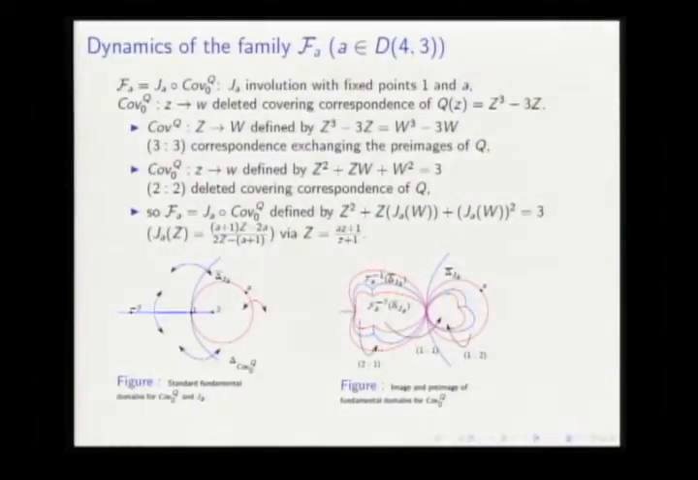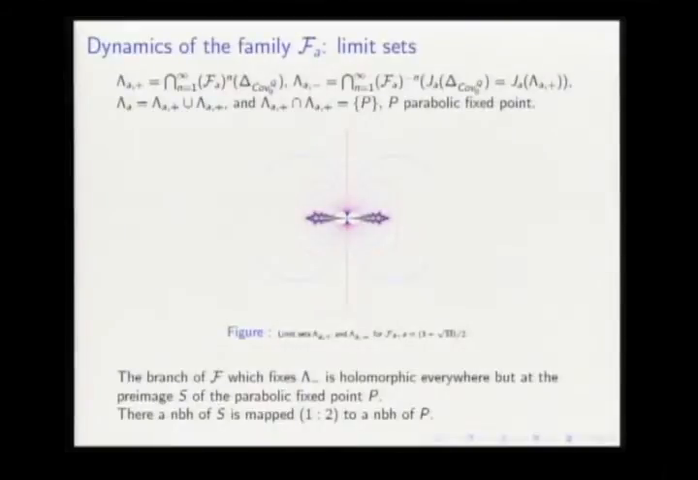So if you define limit sets, they are going to look like this. The intersection of the pre-images here, and the intersection of the images there. And the branch that fixes this limit set is holomorphic everywhere, but at the pre-image of the parabolic fixed point. Because both branches of the correspondences send the preimage of the parabolic fixed point to the parabolic fixed point.